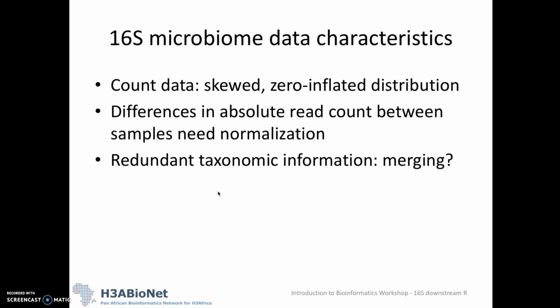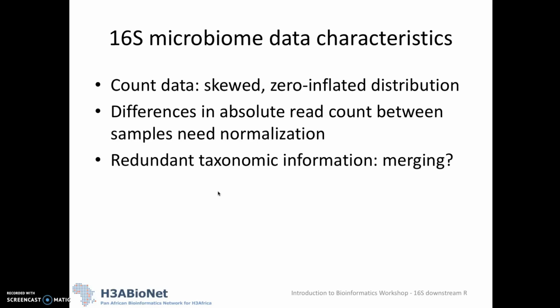And you may also have redundant taxonomic information. So you can have maybe ASVs that are very similar. They might differ in a few base pairs, but they have the same species level annotation. So maybe they're slightly different strain variations, but from a point of view of biological interpretation, it's often useful to merge them down to a lower taxonomic level.